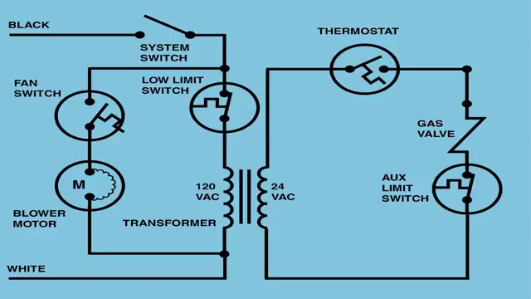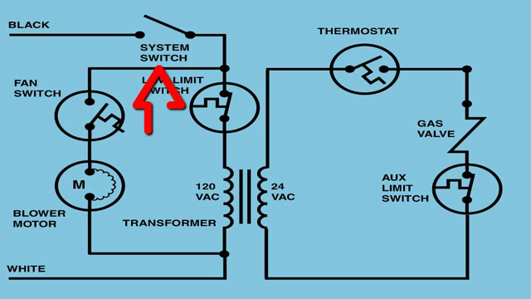Take note that the drawing is arranged electrically with no real thought as to the physical location of the components. For example, the low limit switch, the aux limit switch, and the fan switch are all located in the plenum, but the drawing might not suggest that. Everything is shown in the power off state.